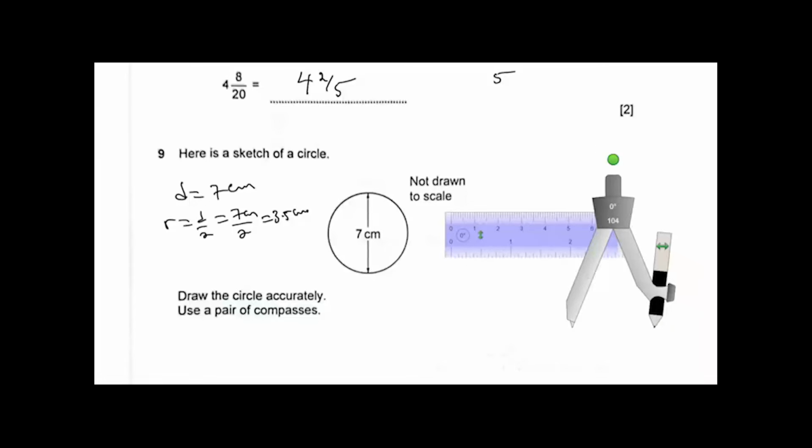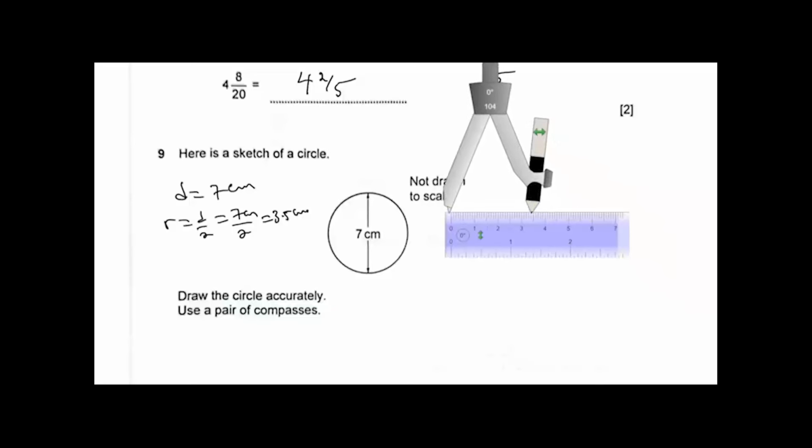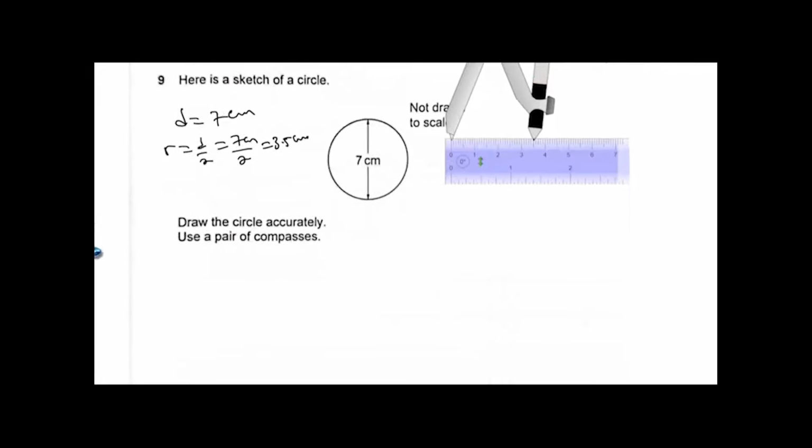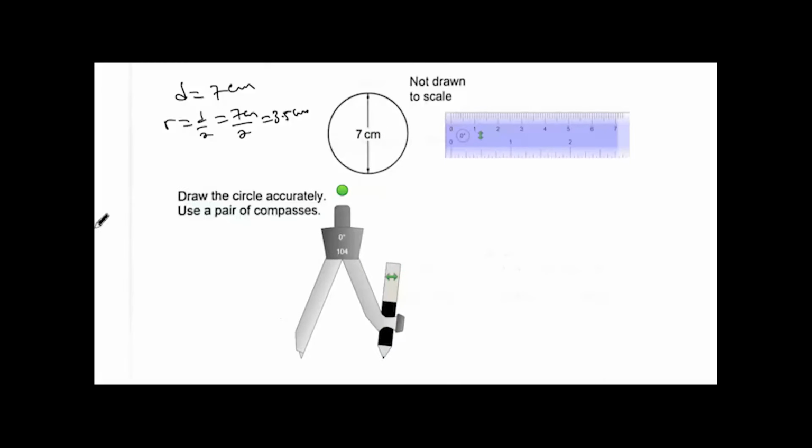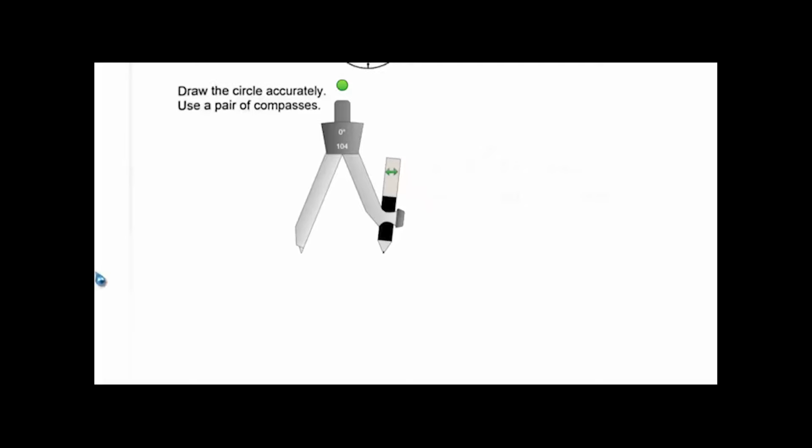Let's take a pair of compasses and measure out 3.5 centimeters from our ruler. So this is what you have here. This is exactly 3.5 centimeters. Then I need to screw it down here. Then I will draw the circle down here. So that is the space provided for me.